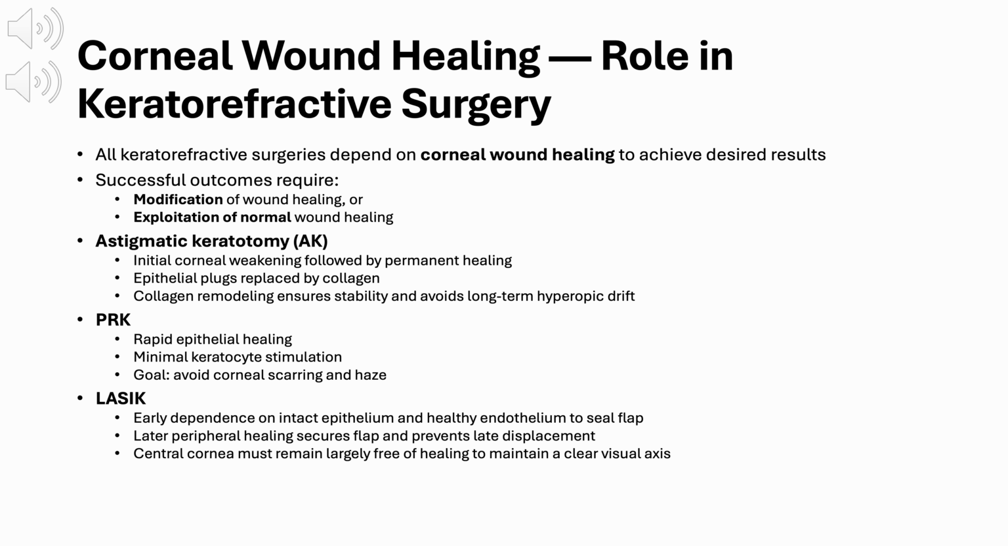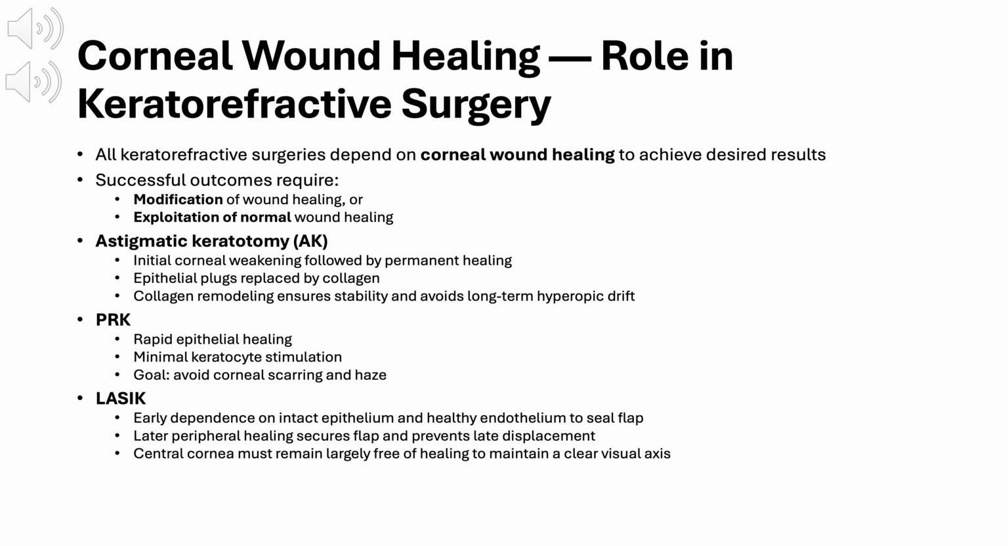In practice, we're either modifying the wound healing response or deliberately taking advantage of normal wound healing to lock in the correction. Astigmatic keratotomy is a good example of this concept. The incisions initially weaken the cornea, but the long-term effect depends on controlled collagen remodeling. Epithelial plugs are gradually replaced by collagen, and proper remodeling is what stabilizes the effect and helps avoid late hyperopic drift.